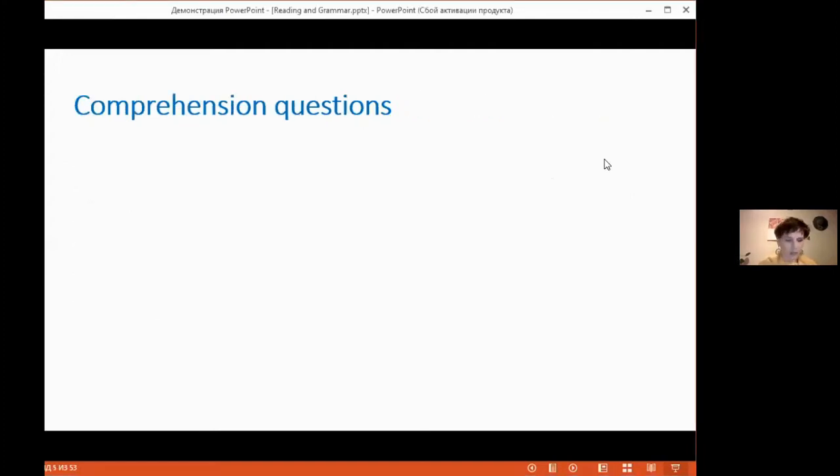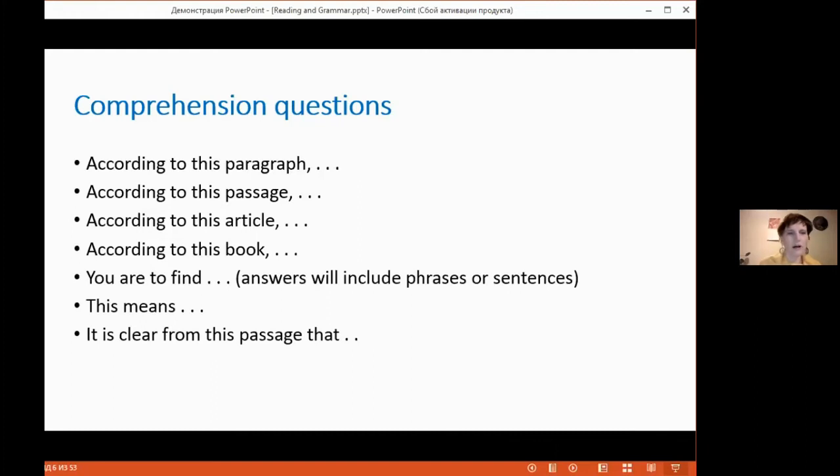So as I mentioned, comprehension questions are questions which are aimed at something, and it is usually something that you can point to in the passage. So you can underline that information in the passage directly. It is there. It is directly stated. Here's how we can recognize the questions. They usually start in this way: according to this paragraph, according to this passage, article, or book, etc.